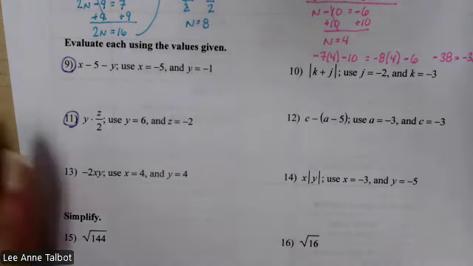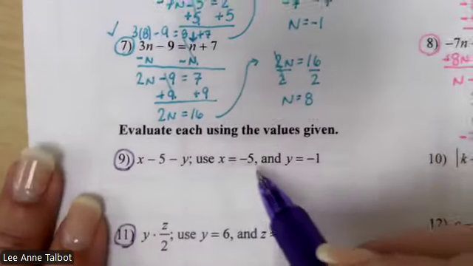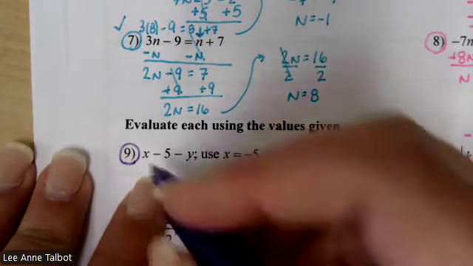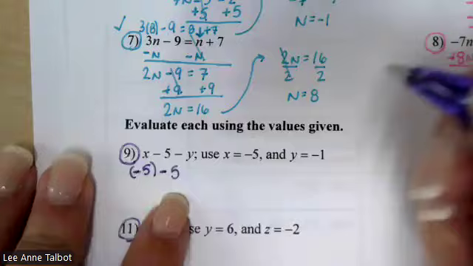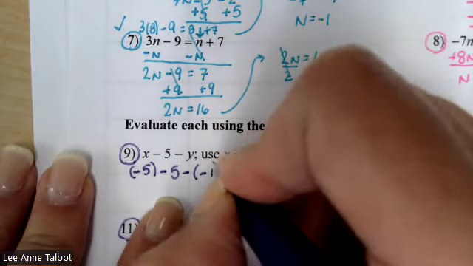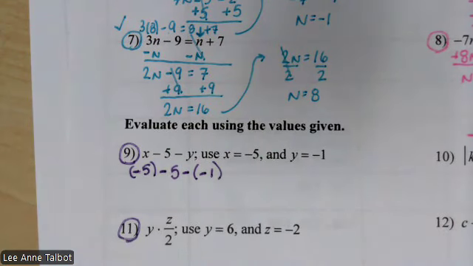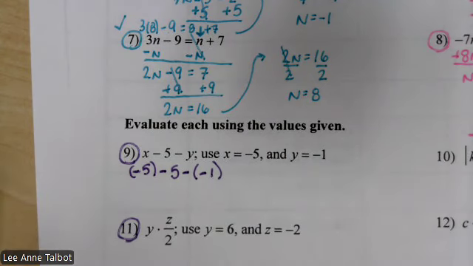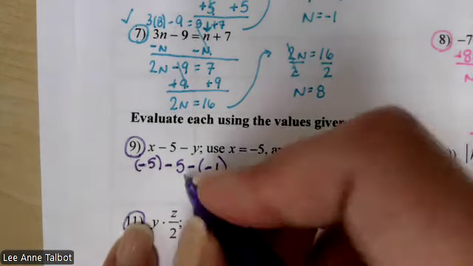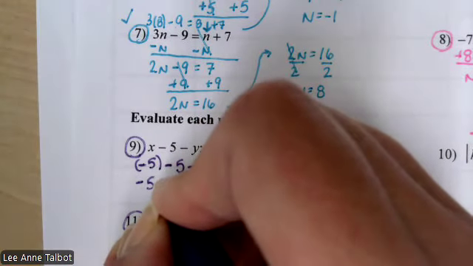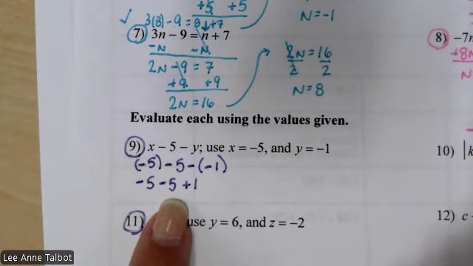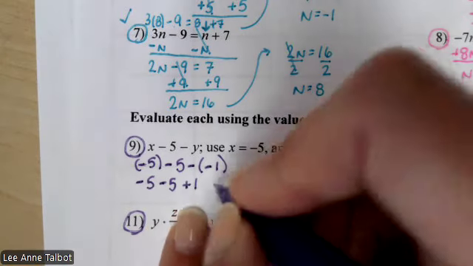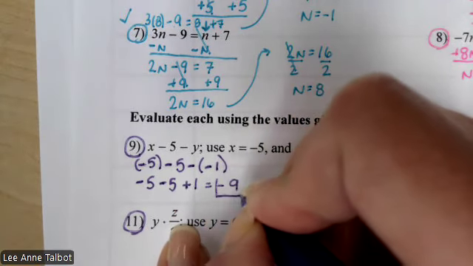We're good. Okay, so number 9, these are evaluate problems. So we're going to plug these things in for the letters. So I have -5 in for x, -5 minus y, and I want to make sure to put that -1 in parentheses so I can see very clearly. Okay, and then the next thing I'm going to do is make this plus because it's two negatives right next to each other. So -5 minus 5 plus 1. -5 minus 5 is -10 plus 1 is -9.